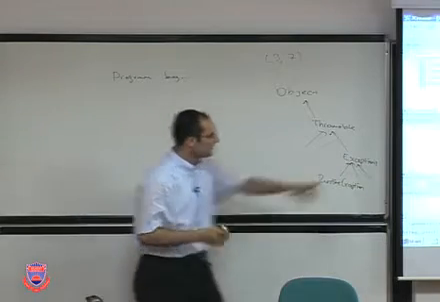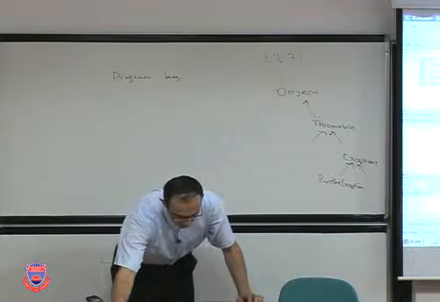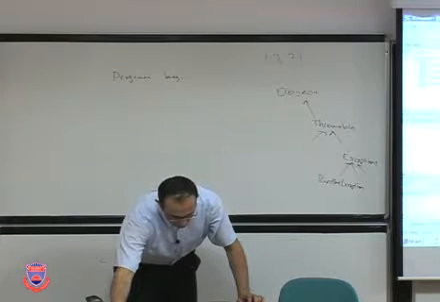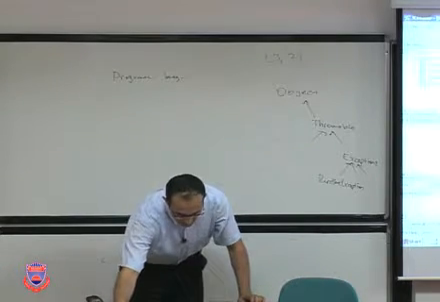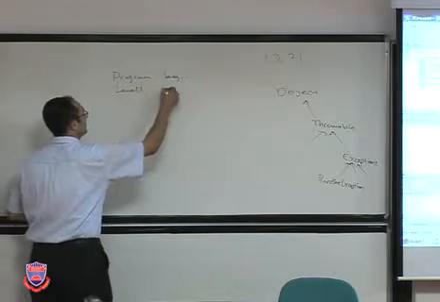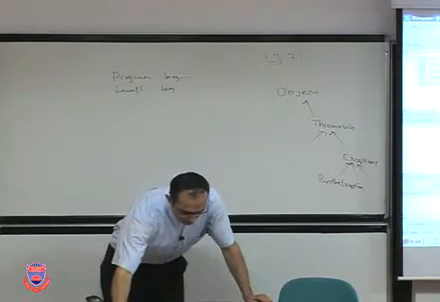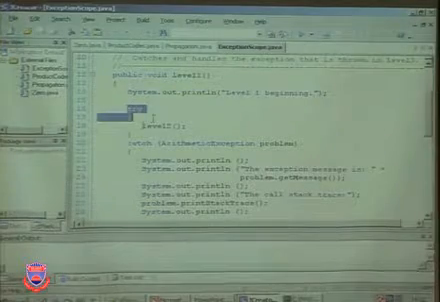Program beginning, and then you'll call demo.level1, right? So if I call demo.level1, what's going to happen? It's basically going to call this method, and then it will say system out print line level1 beginning. Level1 beginning. And then what is going to happen? It will call the try catch block. In the try, it will call level2 method.